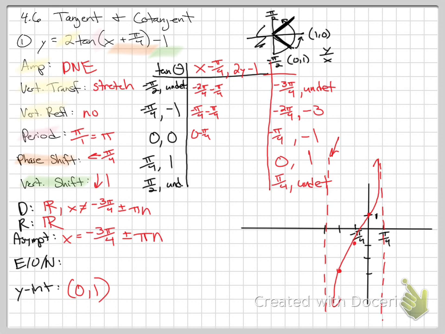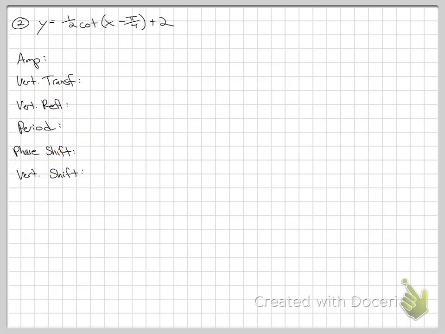You can't fold this and have it land on itself. Tangent can never be even. And then because there's a vertical shift, this one cannot be odd either, so this is neither. Number 2. Copy it all down.